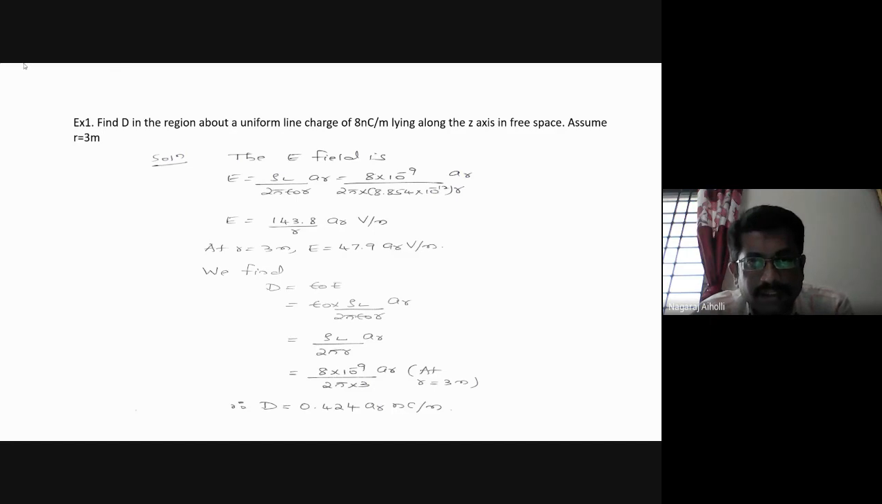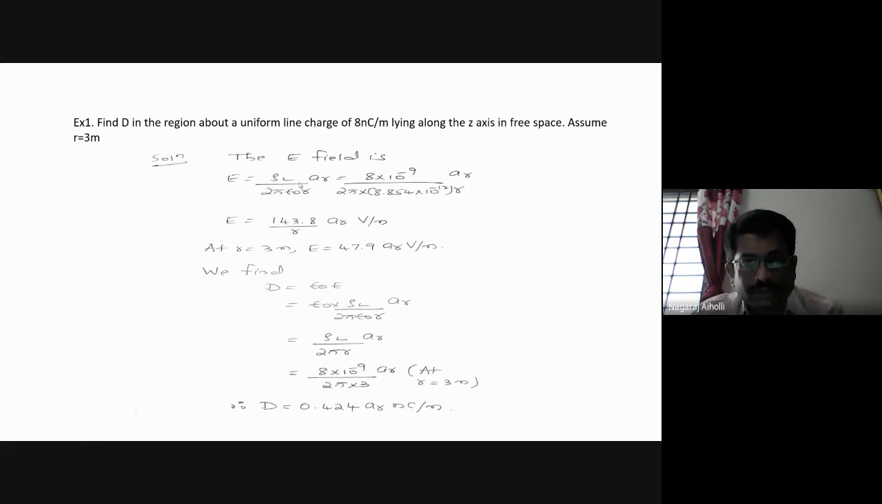The electric field is given by the formula E is equal to rho L divided by 2 pi epsilon naught R AR. We know the formula for the electric field intensity. If the infinite line charge is lying on the Z axis, the electric field intensity is given by this formula, which we have derived. E bar is equal to rho L divided by 2 pi epsilon naught R AR bar. That is the equation for the electric field intensity due to the infinite line charge.